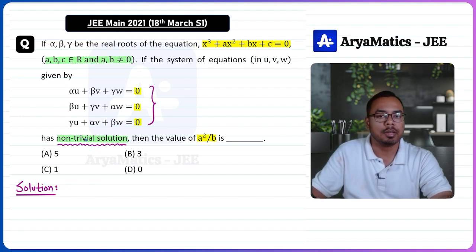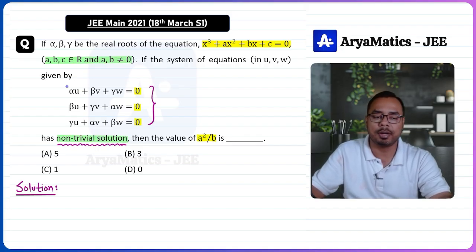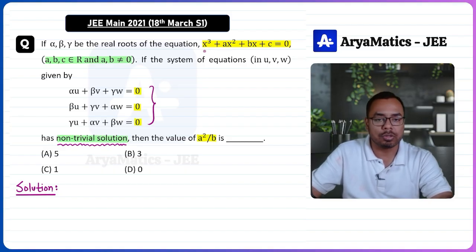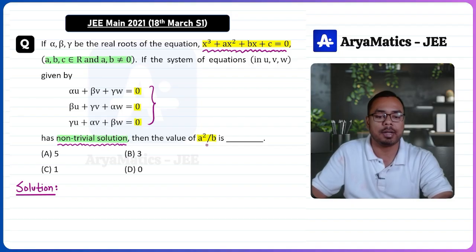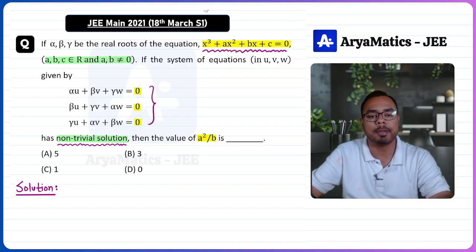First we'll see, using the condition for non-trivial solution, we'll try to find a relation between alpha, beta, gamma, and those three numbers are the roots of this cubic equation. So from there we have to get a relation to a square by b. Ultimately we have to find a square by b.